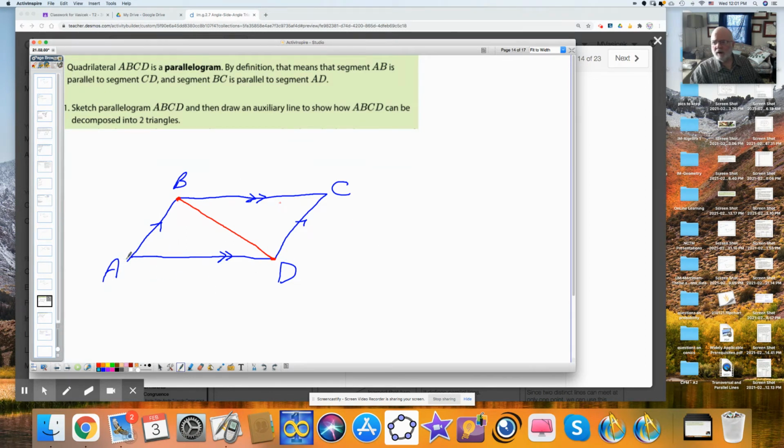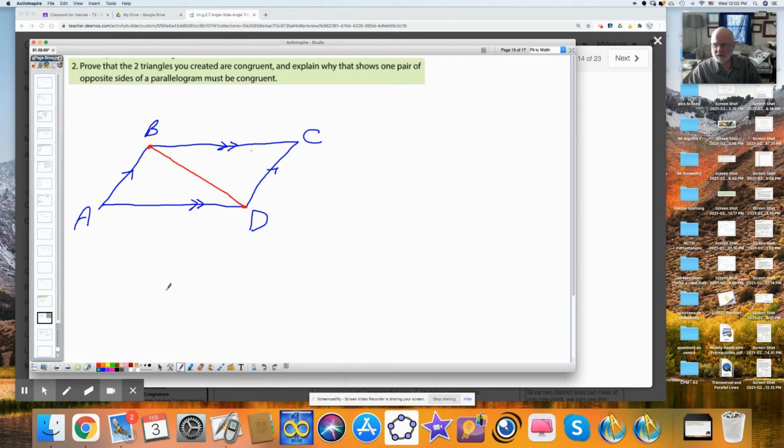We know that a parallelogram, by definition, doesn't say anything about the sides' length. It says about the sides being parallel. Opposite sides are parallel. AB is parallel to CD. I marked that with one arrow. BC is parallel to AD. And I chose to draw the auxiliary line to make these two triangles by connecting points B and D. Now, let's do the proof.